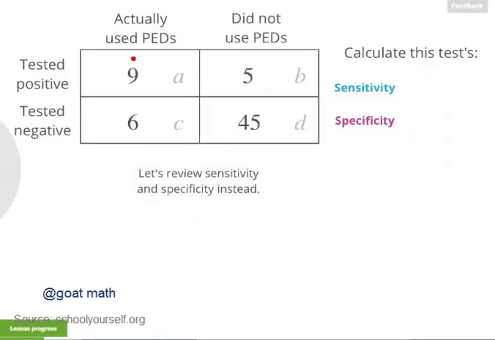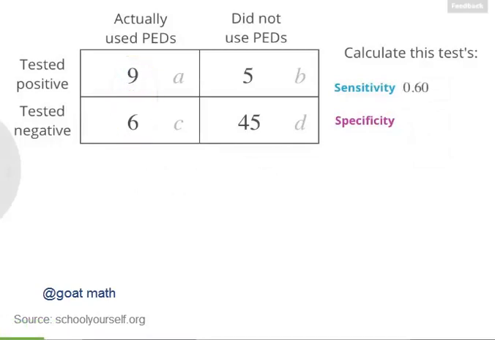Right, the sensitivity is 9 over 9 plus 6, which equals 0.6, and the specificity is 45 over 45 plus 5, or 0.9. So why do tests for PEDs, for disease, for prediction models, or any other tests in general, why do they even have false positives and false negatives? Why aren't the sensitivities and specificities just 1?